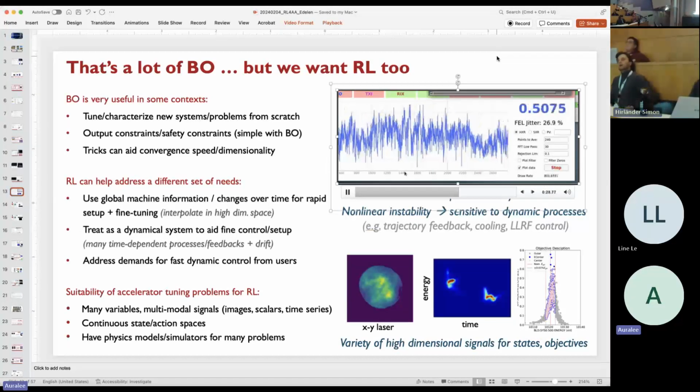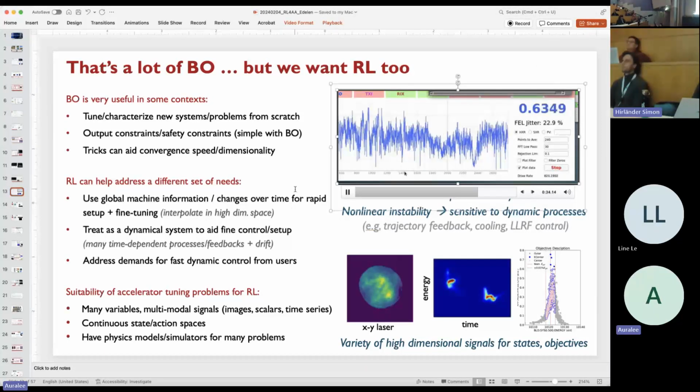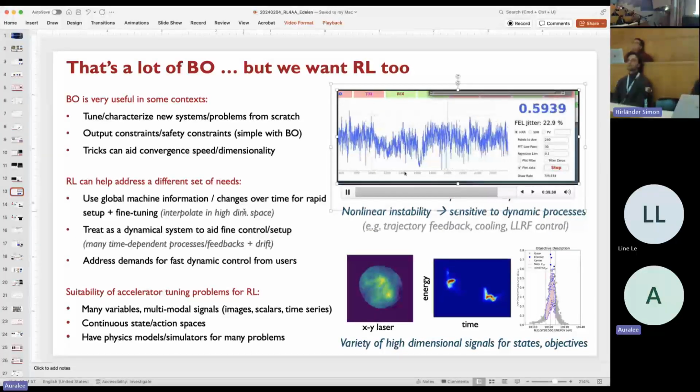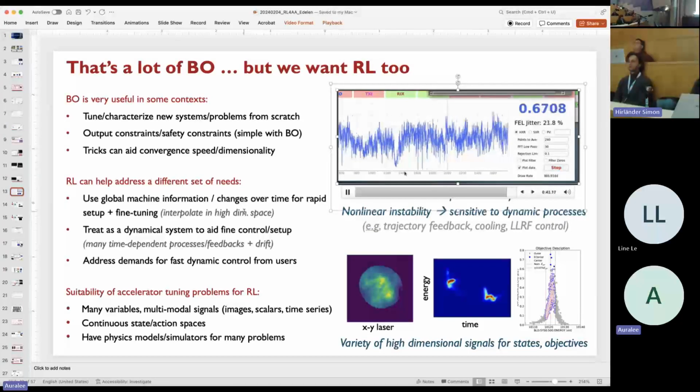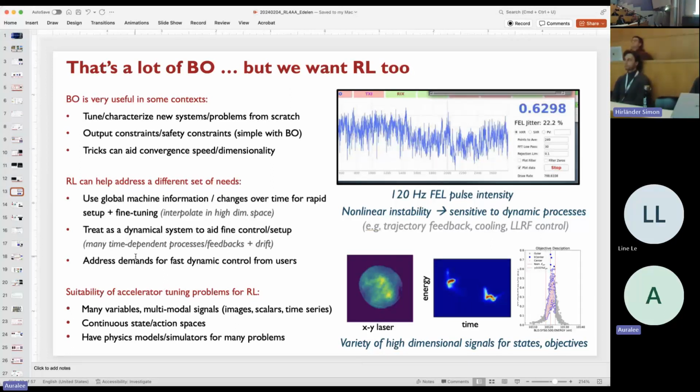However, we're interested in using RL to address a slightly different set of needs. We find that increasingly we're wanting to use more of the global machine information to try to aid faster setups, and then also account for changes that occur over time. Essentially, we'd like an algorithm able to interpolate in the very high dimensional space of the accelerator. It's also, in some cases, sensible to treat this tuning process as a dynamical system. This might aid fine control and setup.